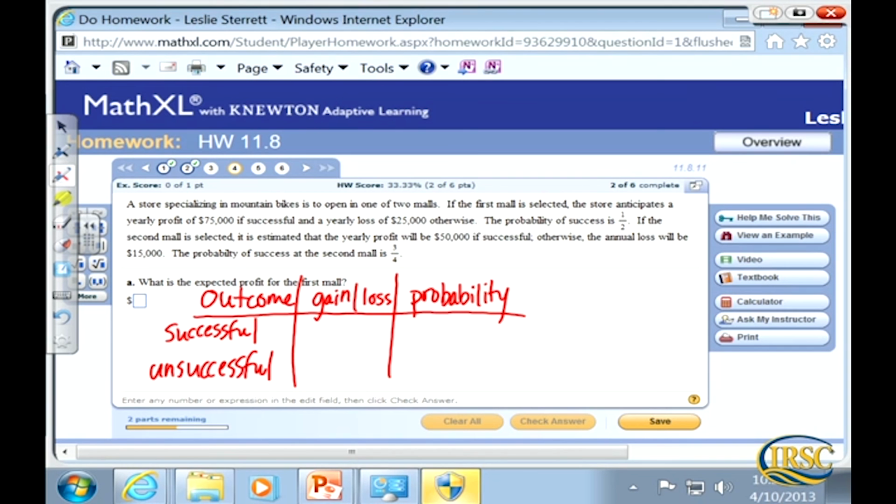Okay, so if you are successful in the first mall, then what is your gain or loss? Okay, 75,000, they told you that right here. And is that a gain or a loss? A gain, so it's a positive number. So profit of $75,000 if successful. Okay, and if you're unsuccessful? Okay, so it's right here, that 25,000, but since it's a loss, you need negative 25,000.